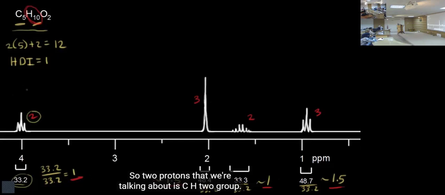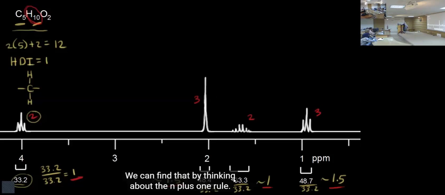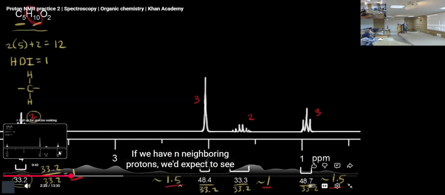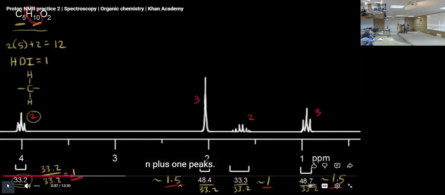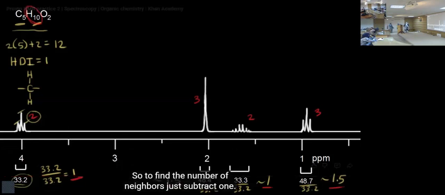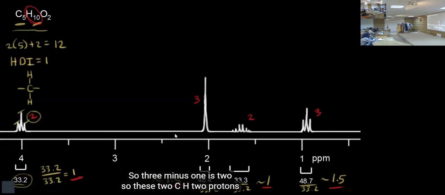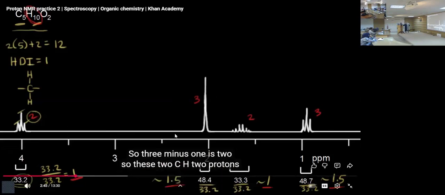So 2 protons, so we're talking about a CH2 group. So I go ahead and draw in a CH2 group over here. How many neighboring protons for this CH2 group? We can find that by thinking about the n+1 rule. If we have n neighboring protons, we would expect to see n+1 peaks. So how many peaks do we have? 1, 2, 3. So 3 peaks. So to find the number of neighbors, just subtract 1. So 3.